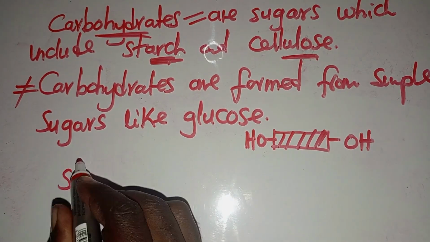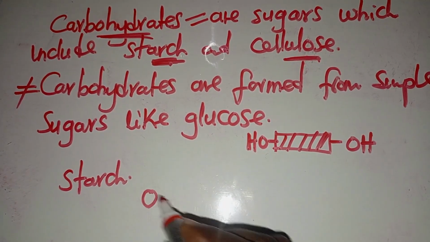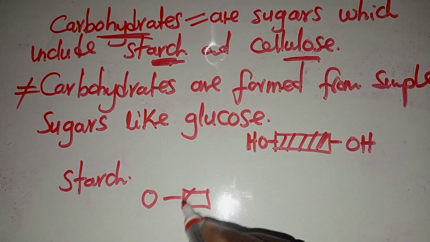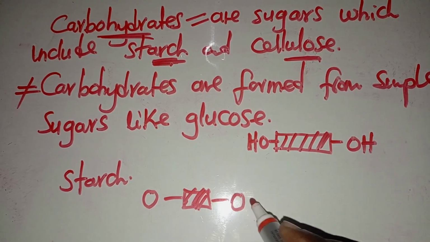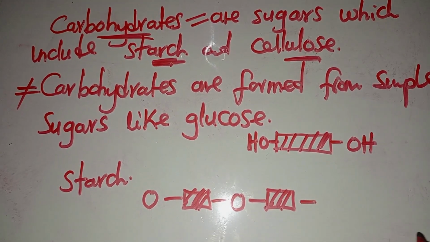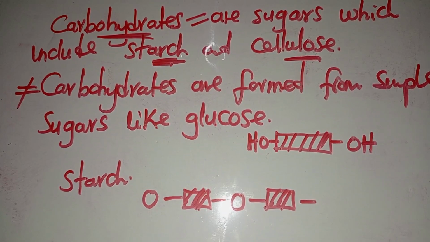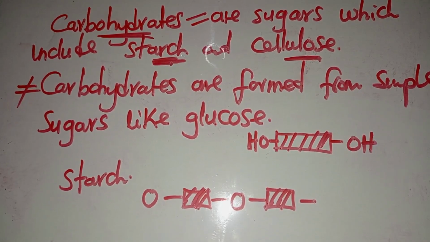When we go to starch, when we say this is starch, we just have O, then we've got a shaded box there, then we've got O, we've got a shaded box there, just like that. So this is a starch. These things are so simple, and you just have to understand them just like this. This is the simplest lesson that I guess you are going to come across.